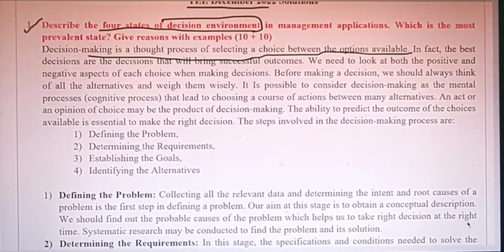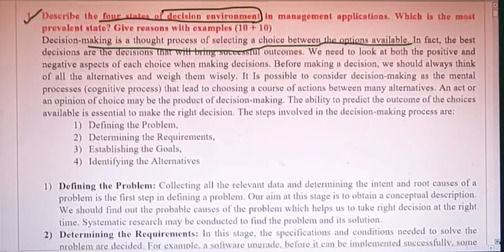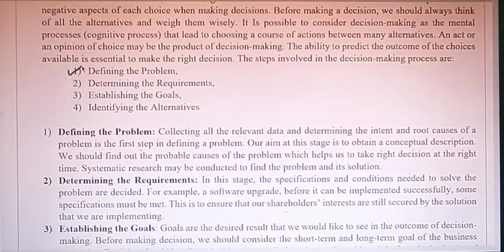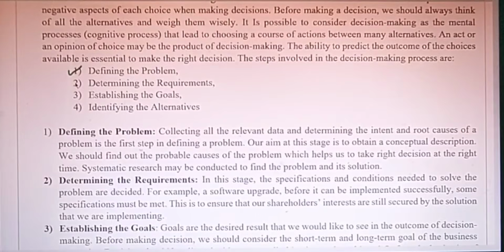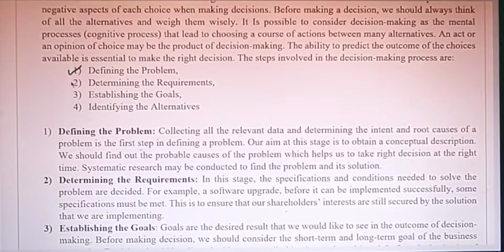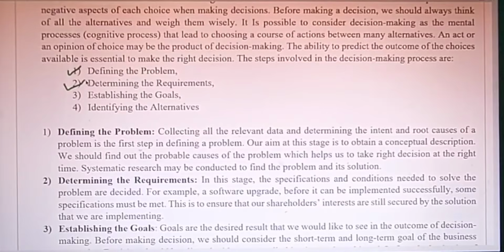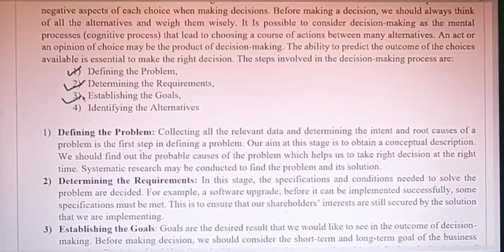And before we arrive at the decision, we generally consider four states when we are taking a decision. The first one is defining the problem. We will define what the problem is all about and how we can solve that problem. The second one is determining the requirements, like what are the available resources with you which can help you to solve the problem. And then establishing the goal.